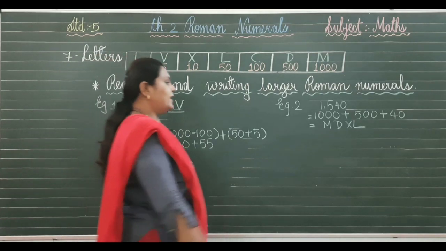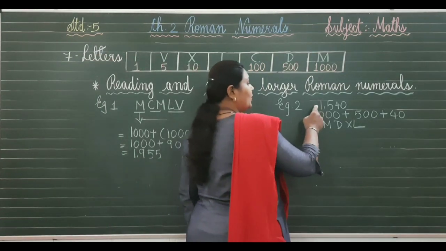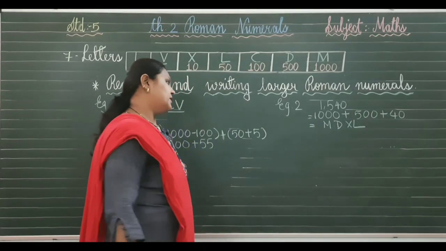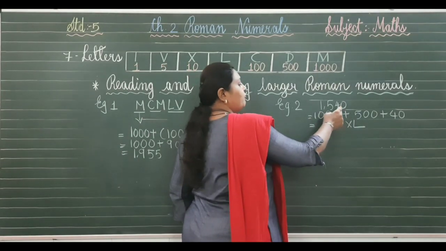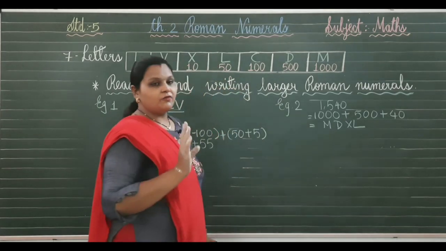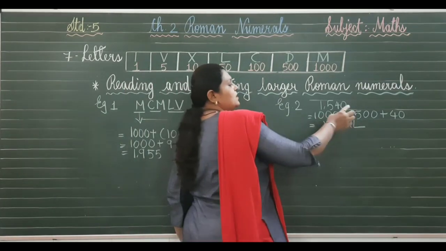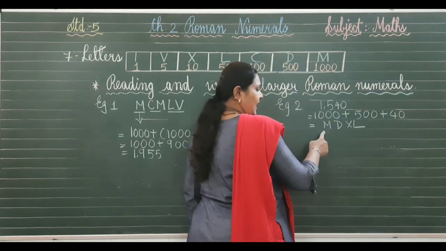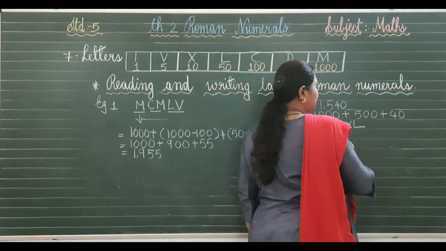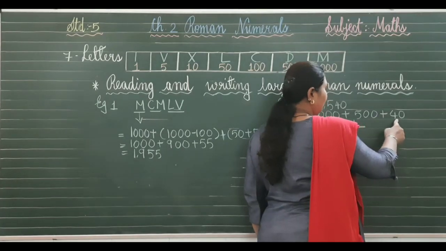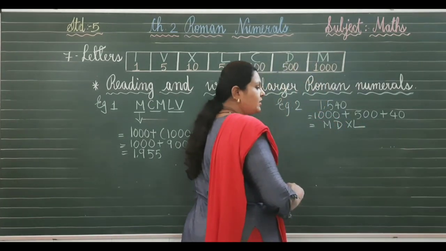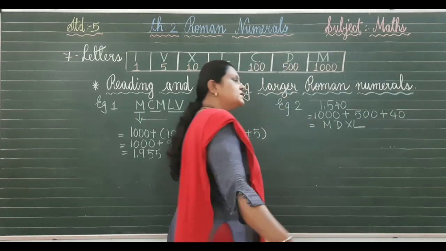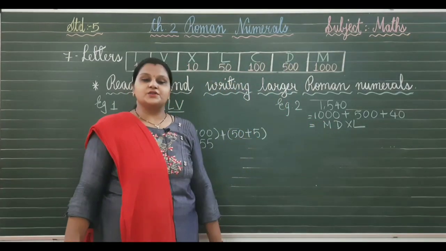So which number formed? 1955. Second example. Now Hindu Arabic number is given to you and you have to write Roman numbers. 1540. Divide the number first. 1000 plus 500 plus 40. 1000 means M, 500 means D, 40 means XL. So which Roman number have you formed? MDXL. So this is how we have to write larger number.